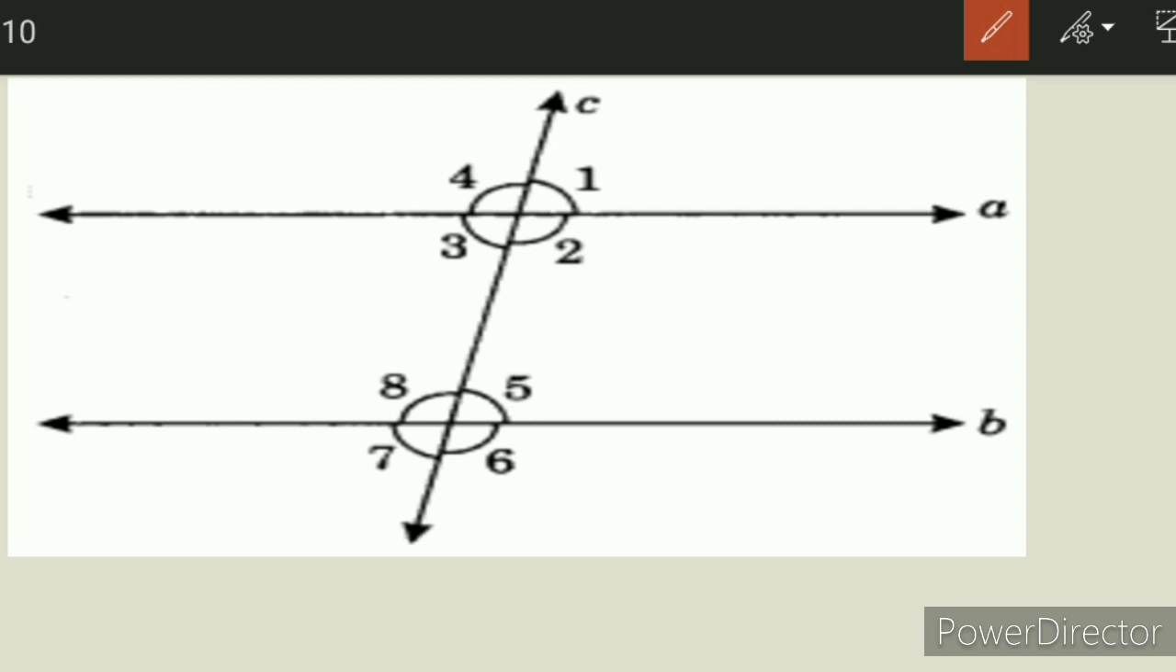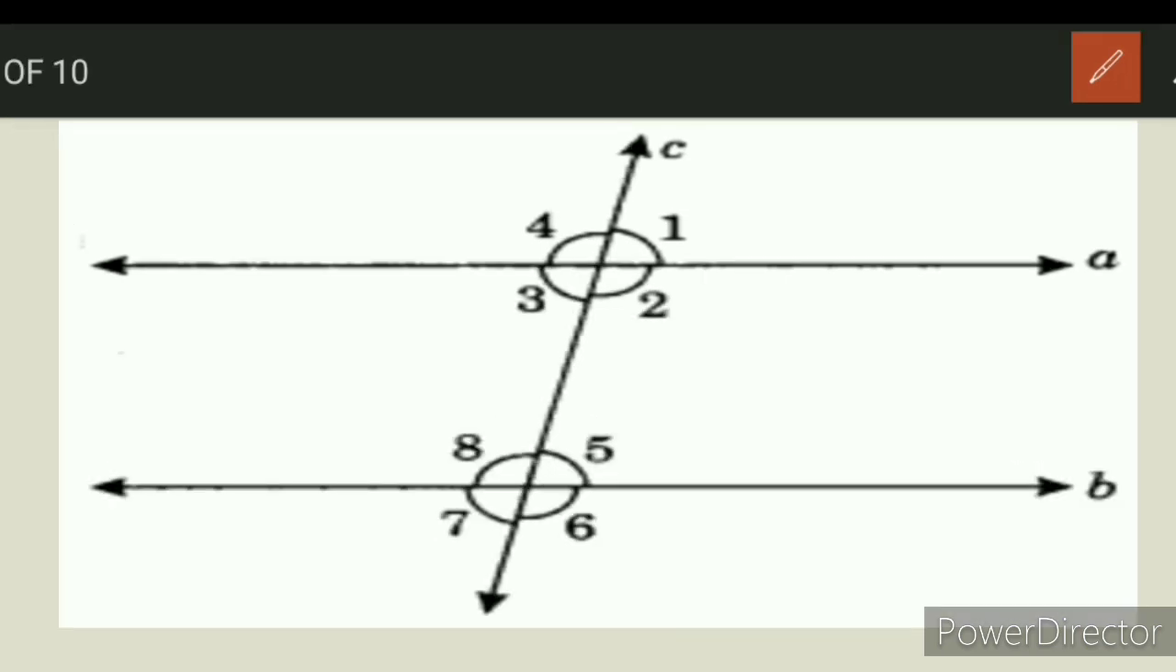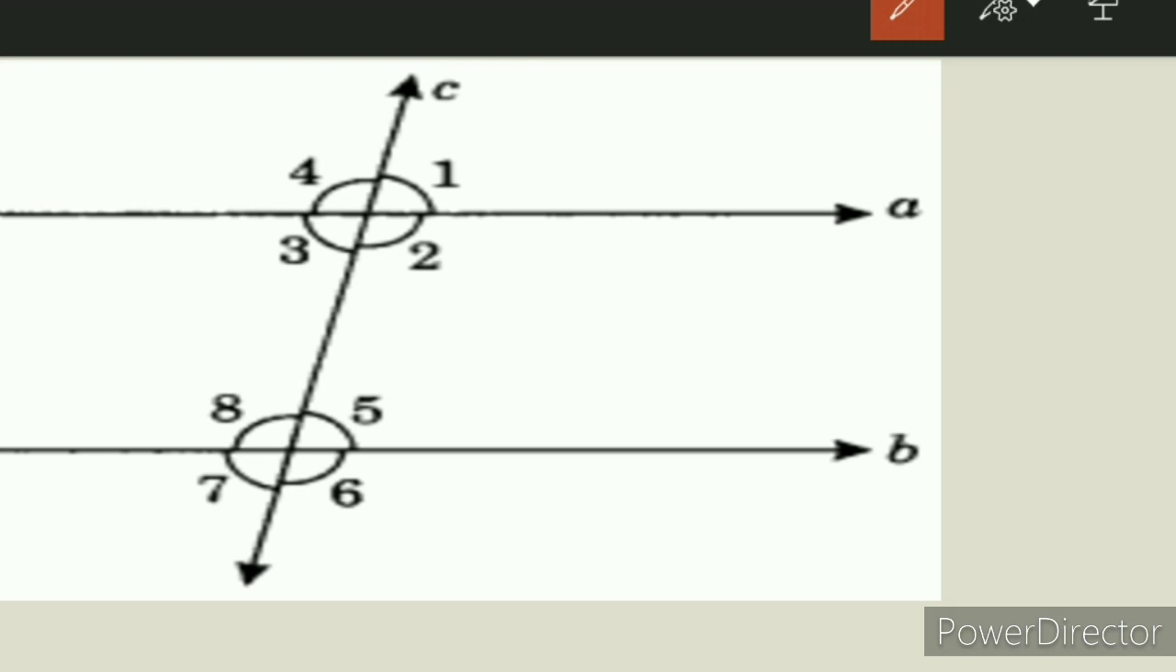Okay, these 8 angles are classified into 5 categories. First, linear pair of angles, then vertically opposite angles, corresponding angles, alternate angles, and co-interior angles. These are all things we studied before the holidays. Before starting the exercise, we will recall all the properties, then it will be easy to solve the problems in the exercise. Got it? Yes.